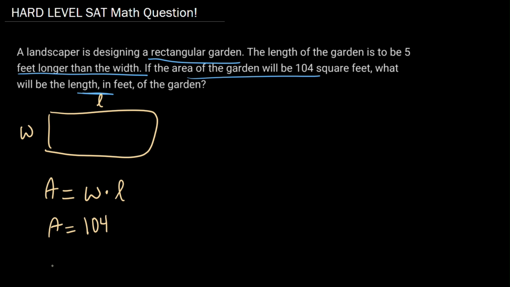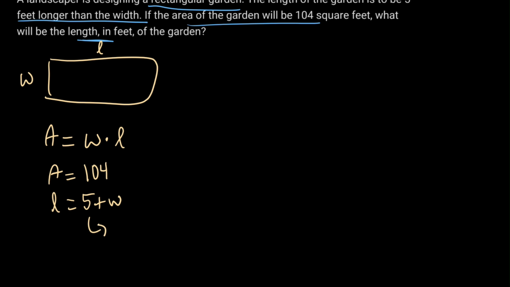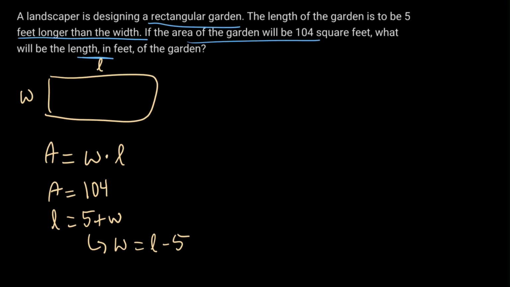And we know that the length is equal to 5 plus the width, right? It's 5 feet longer than the width. Now, what this also means here is that our width is equal to the length minus 5 feet, right? We just subtract 5 from both sides here, and that's the equation we get.